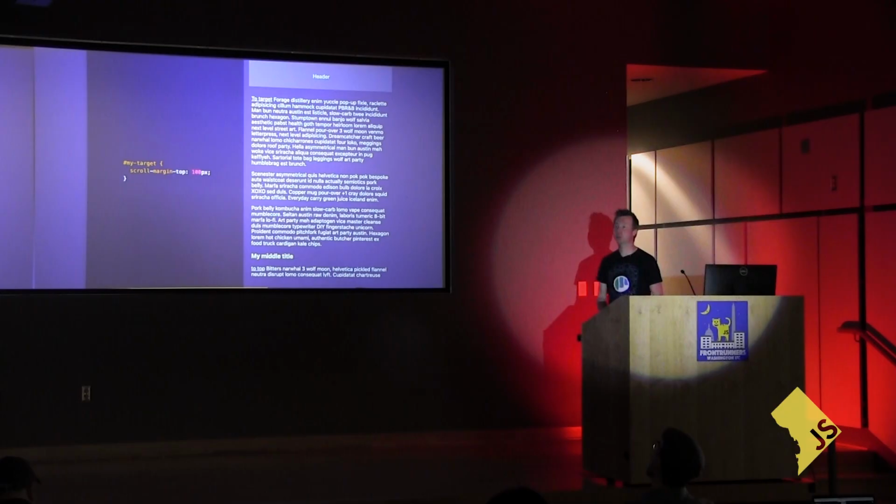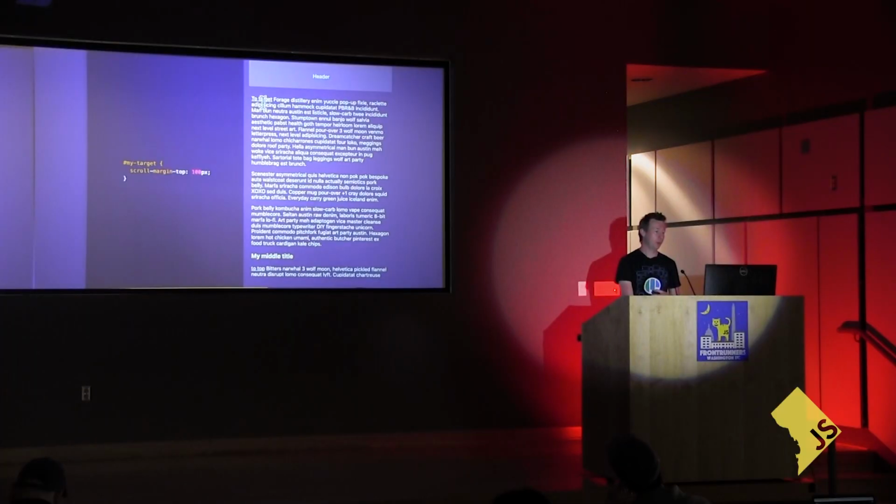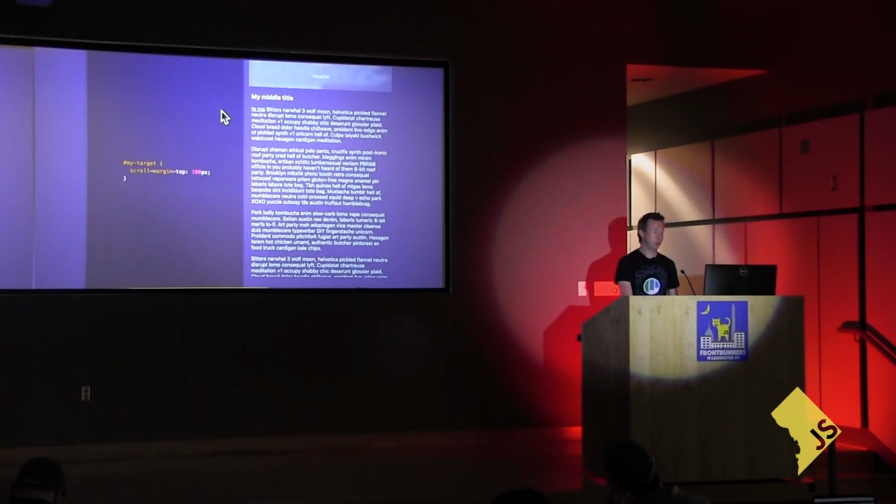Well, CSS has a solution for that too, called scroll margin. Scroll margin works just like a regular margin, but is only applied during scroll. There's also scroll padding, it behaves the same. So now, as I scroll to my target, you can see that it left some space below the header for me.